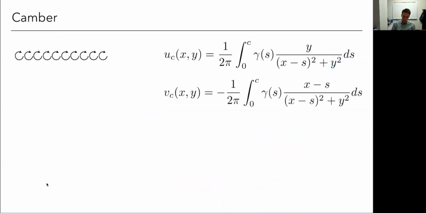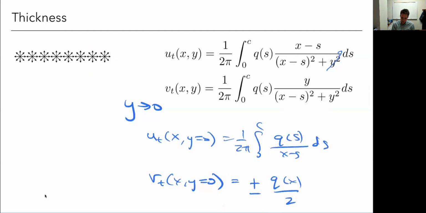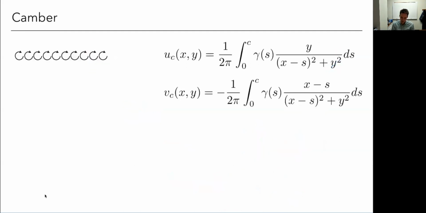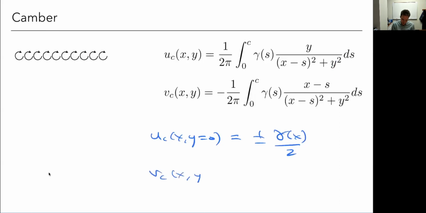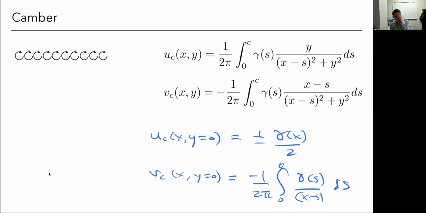All right, Camber looks almost exactly the same. Remember that the integrals are kind of flipped, or reversed, except that one has a negative sign too. So let's just skip to the answer here. Same process. For y equals 0, this is plus or minus gamma over 2. And the V one has a minus sign in it, so it's minus 1 over 2 pi times the integral of gamma over x minus s ds. Okay, so that's it. Now I have the terms that I need.